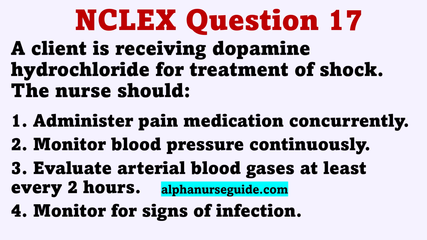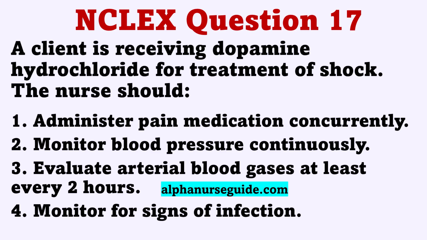The correct answer is 2. The client who is receiving dopamine hydrochloride requires continuous blood pressure monitoring with an invasive or non-invasive device. The nurse may titrate the IV infusion to maintain a systolic blood pressure of 90.